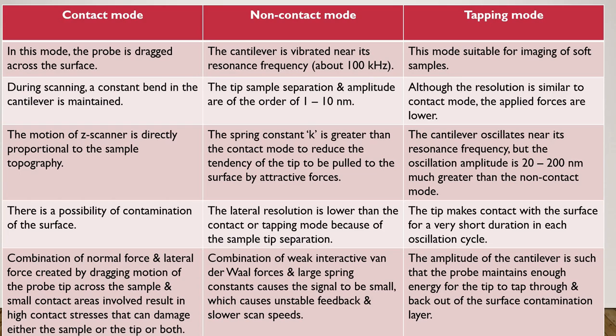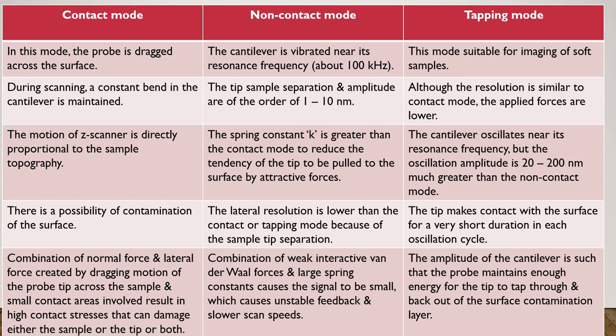There are certain drawbacks associated with this mode of operation. There is a possibility of contamination of the surface. Damage and deformation of the samples can occur during contact mode imaging in air because significant force has to be applied to overcome the effects of surface contamination. The second drawback is the combination of normal force and lateral force created by the dragging motion of the probe tip across the sample, and the small contact areas involved result in high contact stresses that can damage either the sample or the tip or both. Second is non-contact mode.